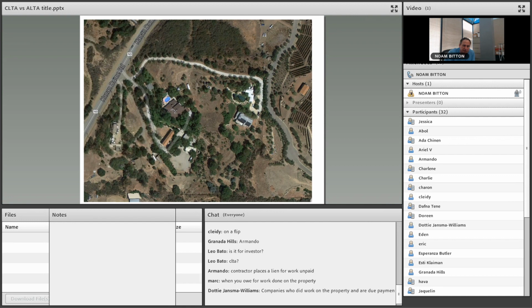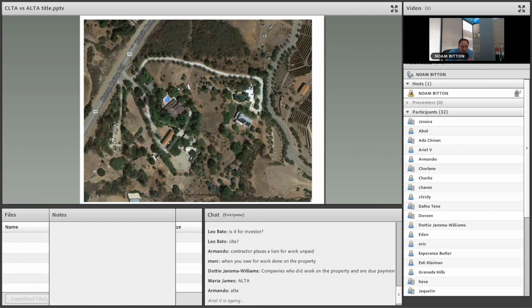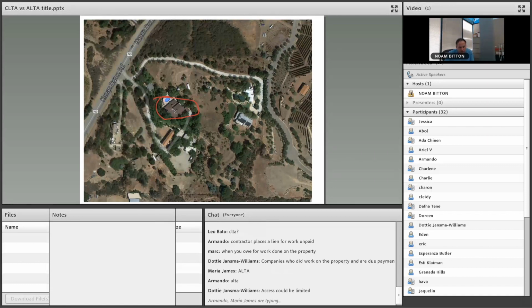This is a beautiful farm on a rural area. Who can tell me what is the preferred title policy over here? Or not preferred. What's going to be the title policy? Armando, why is ALTA? Marie, why is ALTA? This is a single family resident, by the way. Over here you see a single family resident, okay? So why we need ALTA? It's a single family resident. Access, very good, Dottie. Very good.